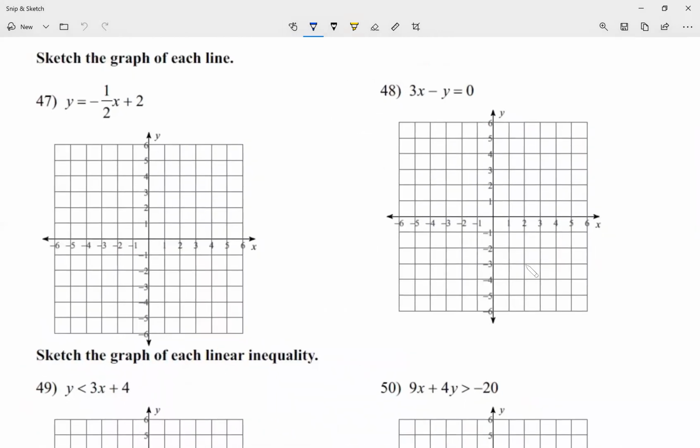We have to graph a line. My equation on 47, it looks like the y's by itself. And remember, y equals mx plus b. Right? It looks like the slope-intercept form. The first number that comes with the x, that's our slope. It tells me how to move. The last number, we call that the y-intercept. It tells me where to begin.